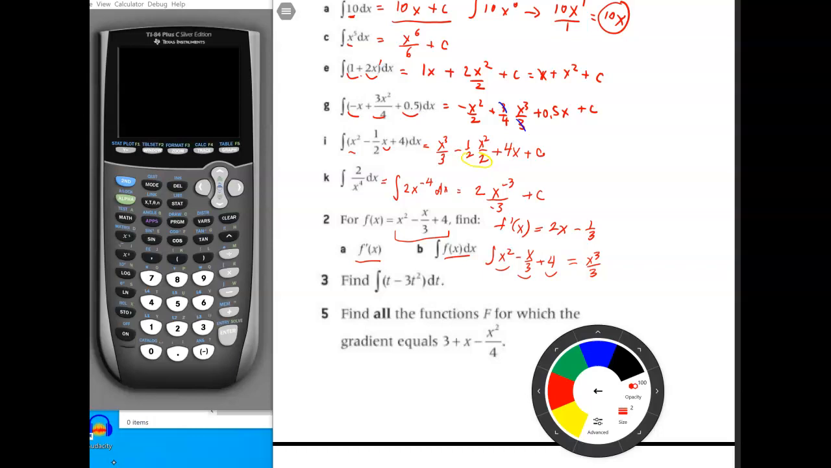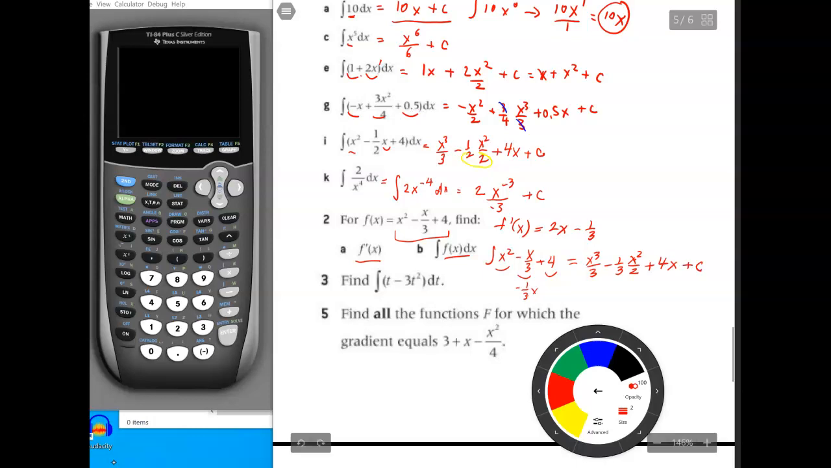Negative 1/3 x. So this is negative 1/3 x. So we just leave the negative 1/3 as the coefficient, and x to the first becomes x squared over 2. And then plus 4, the integral or antiderivative of plus 4 is plus 4x, right? And then finally, we just add plus c at the end.